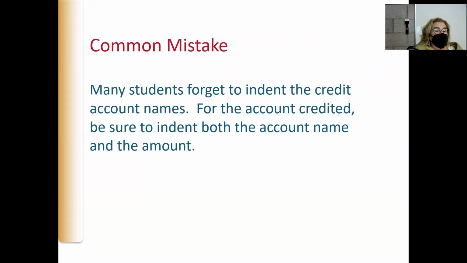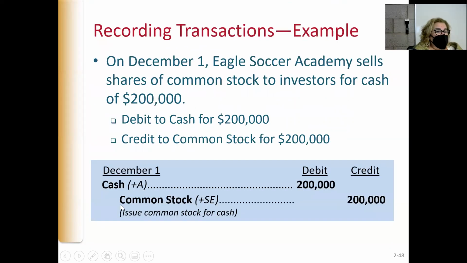Remember to indent the credit amount. Do you see how common stock is indented? And do you see how the 200,000 is on the credit side? Make sure your debits go first. The names go first for all the debits. And then your credits go last.